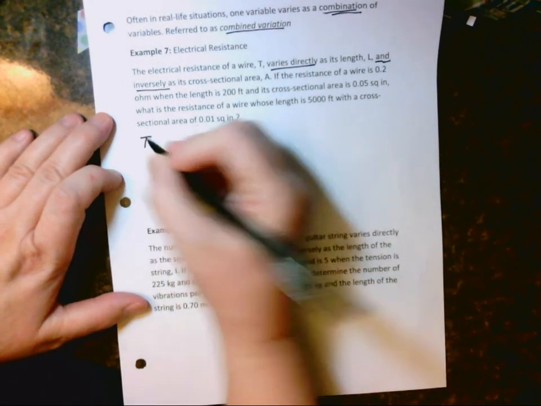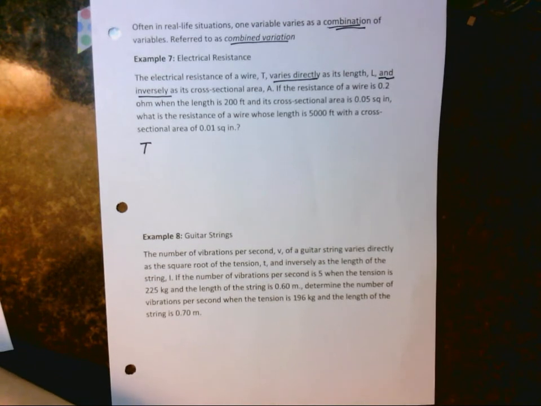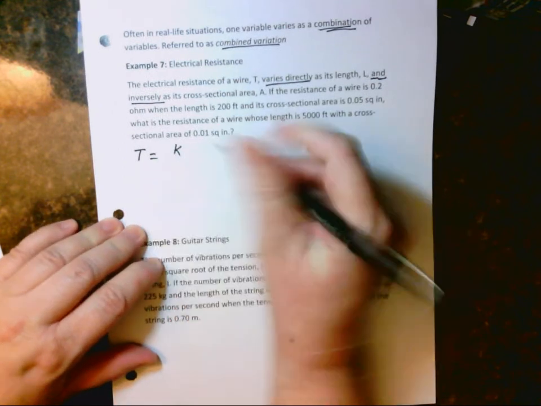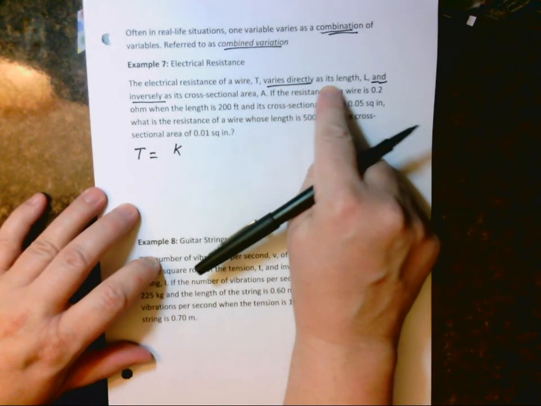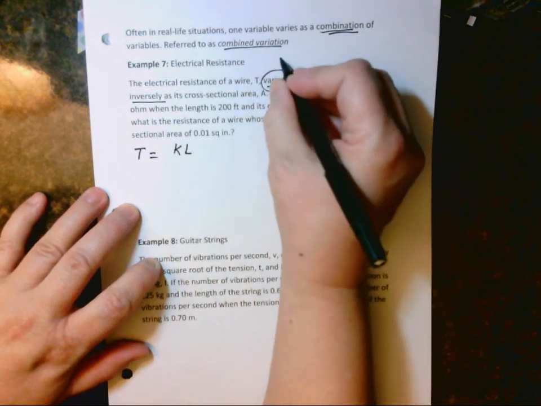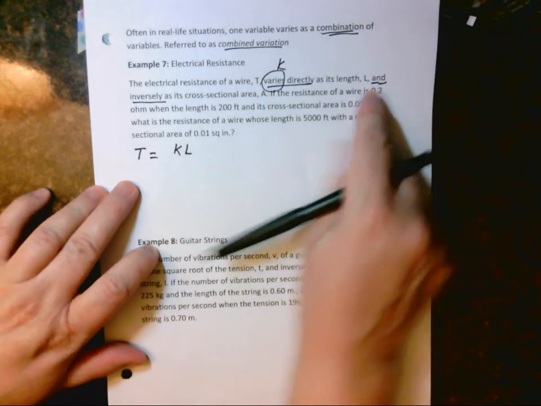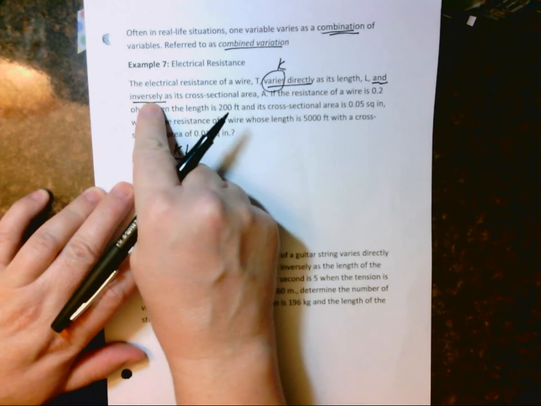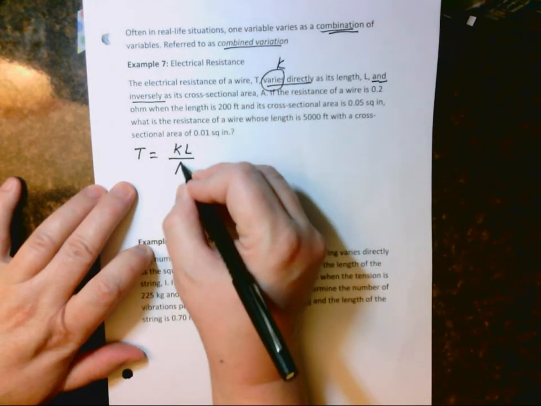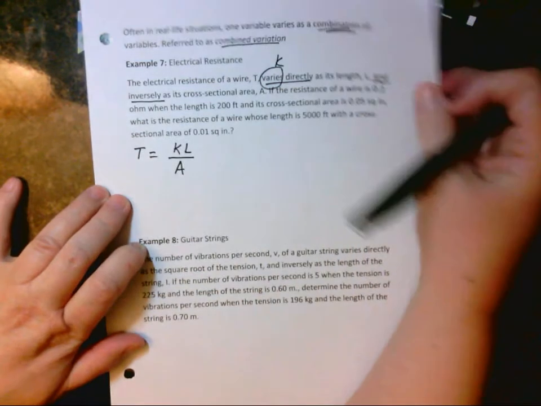The resistance T is going to vary. When it says varies directly, I have to put my constant in. Varies directly as the length. The word varies is what gives us the constant actually. And inversely, that means this part has to go in the denominator, as the cross-sectional area A. Okay, that's weird, but that's it.